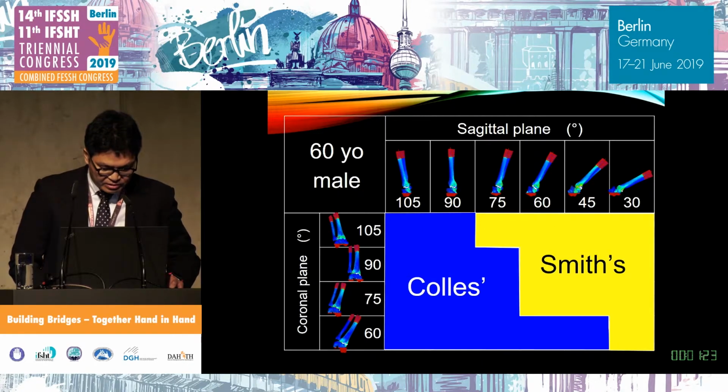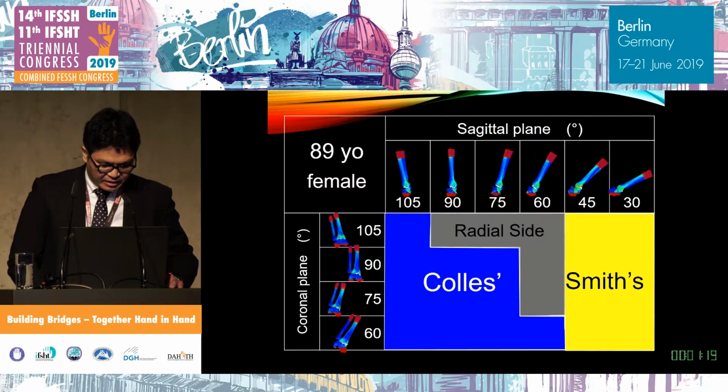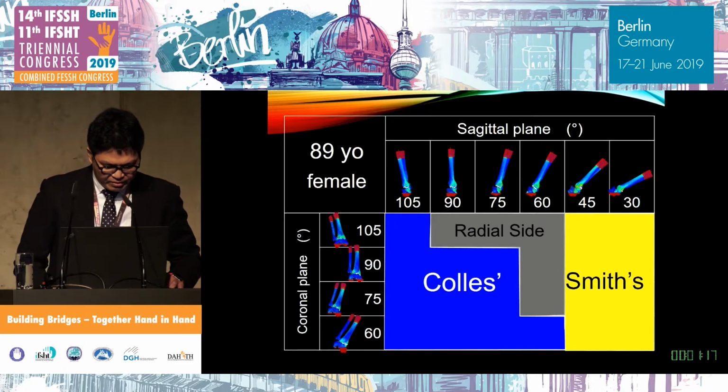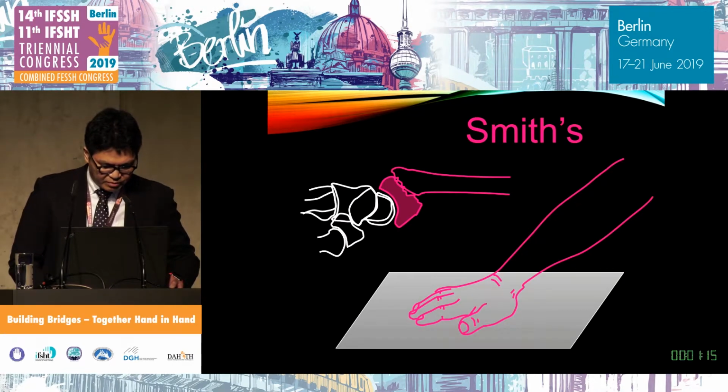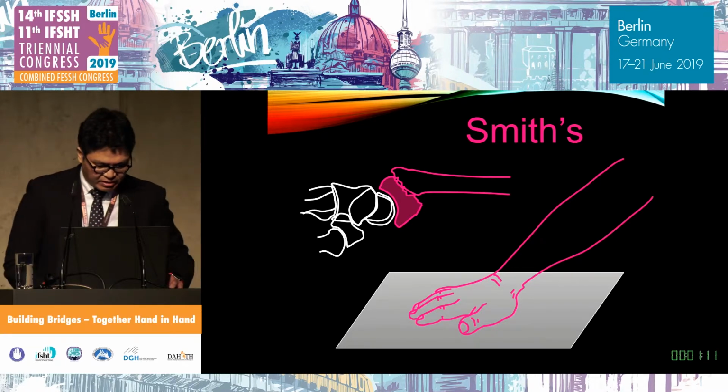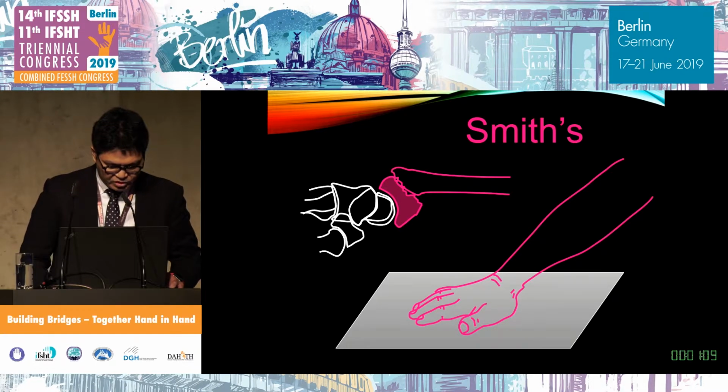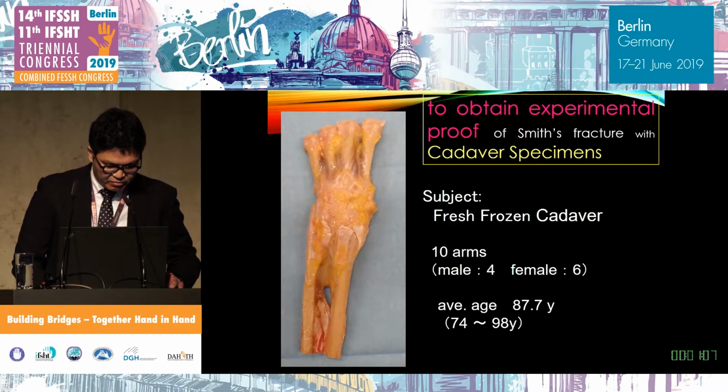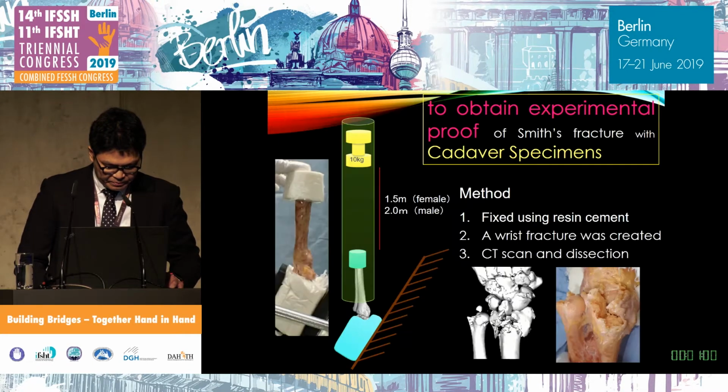This same tendency was observed for a 60-year-old man and an 89-year-old female. So Smith fracture may occur as a result of falling on the palm of the hand with the wrist in a slightly extended position. Next, we examined to obtain experimental proof of Smith fracture using 10 fresh frozen cadavers.